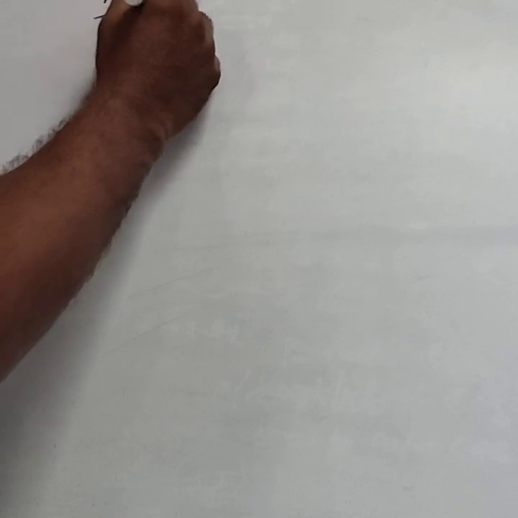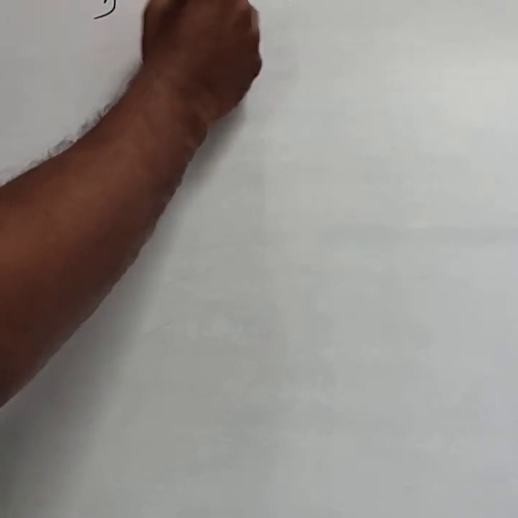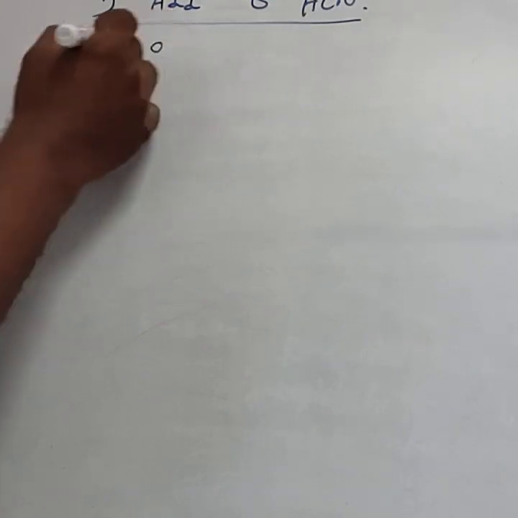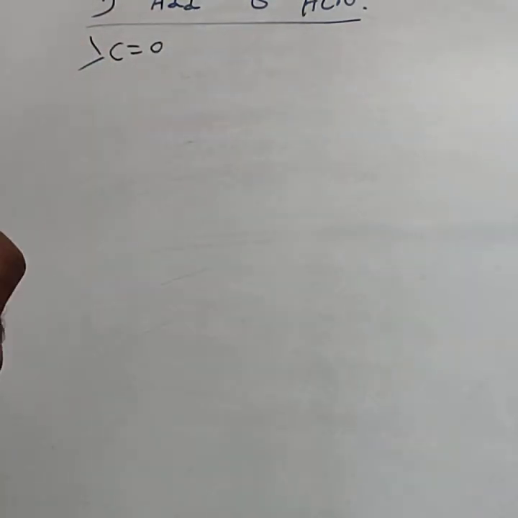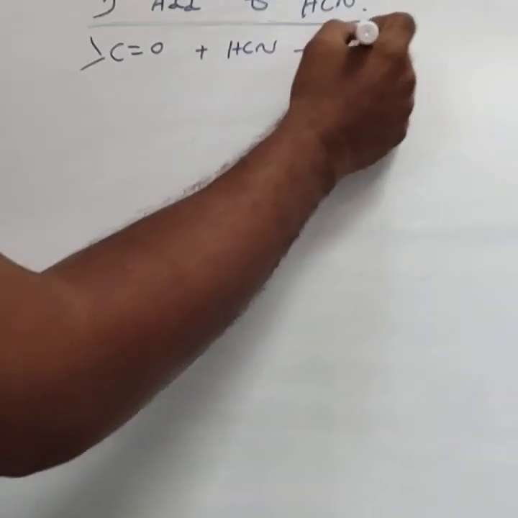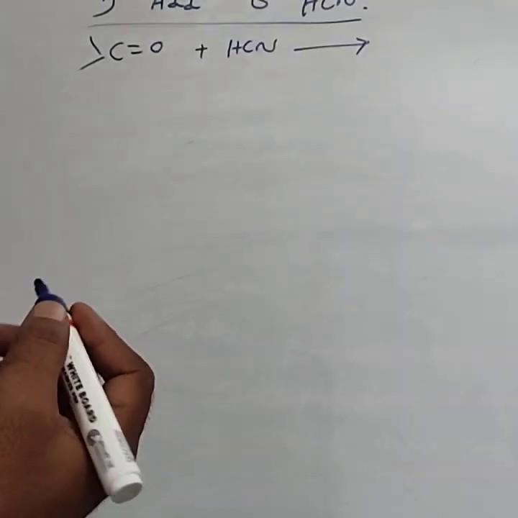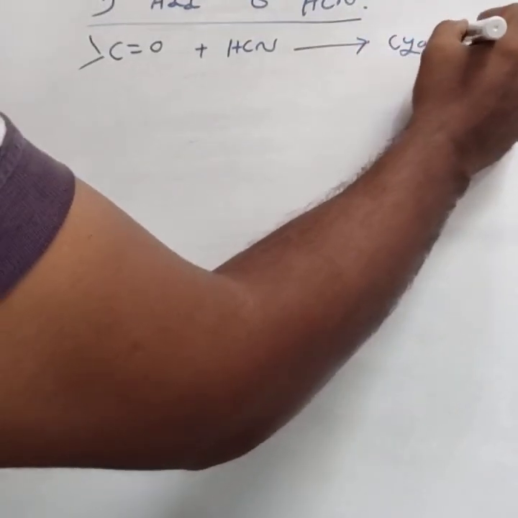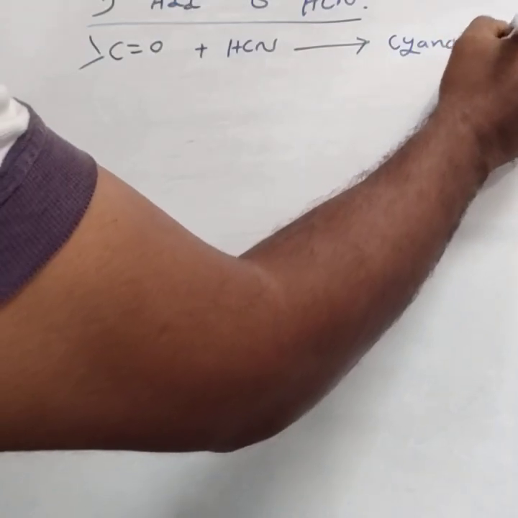This is the most important one. First is the addition of hydrogen cyanide, formula HCN. These carbonyl compounds, aldehydes and ketones, react with hydrogen cyanide. They form the corresponding cyanohydrin.